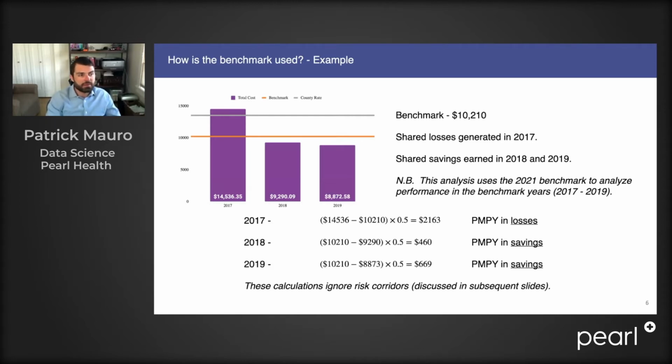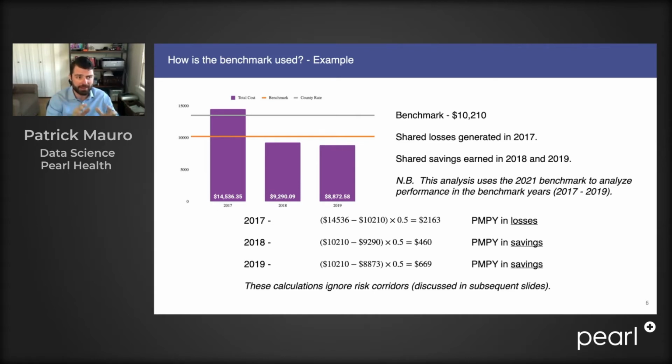So diving into this example of how the benchmark is used, here we are looking at some simulated performance from a provider in the years 2017 to 2019. We've calculated a benchmark for them. That benchmark is the orange line of this graph. The purple bars are the average total cost of care of their patients in each of those years. The benchmark here is a little bit over $10,000. You can see the total cost of care in 2017 was higher than the benchmark by quite a bit, and so some shared losses were generated. Whereas in 2018 and 2019, savings were earned because the total cost of care was below the benchmark.